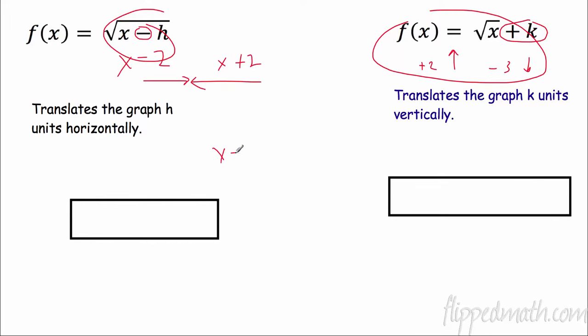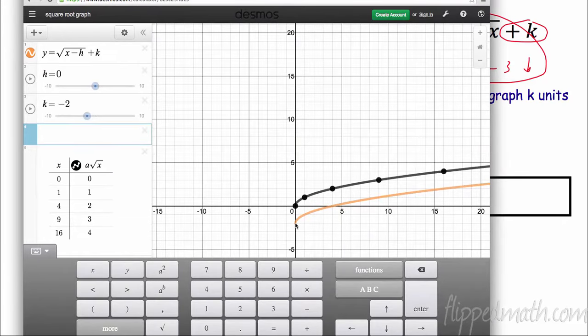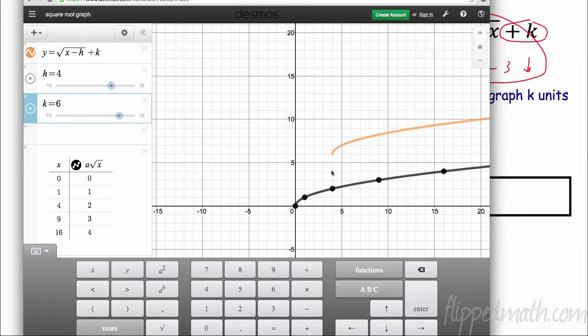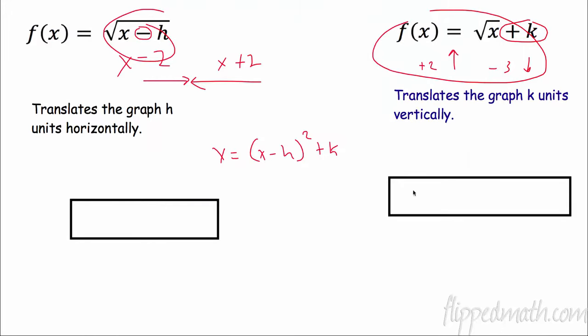And this is great because this is exactly the same as vertex form for our quadratics that we've already learned this year. It's exactly the same thing. You can see in our graph, we have this point. It's not really called a vertex, but it's a great point of reference. It's where the graph starts, and it just moves over. So if my h is 4, so it's x minus 4, and then my k is plus 6, you can see my graph moves over 4 and up 6, just like the ones we've done before.